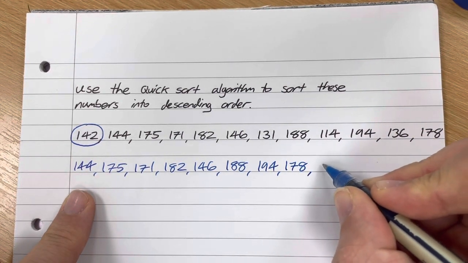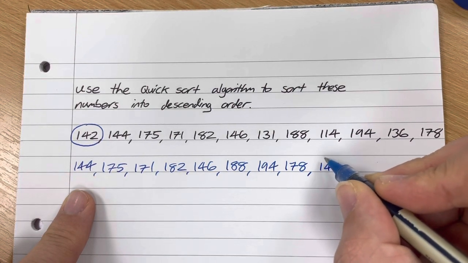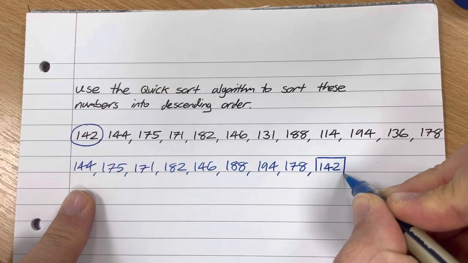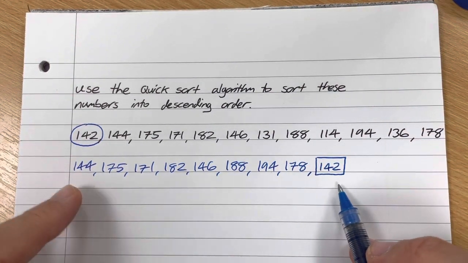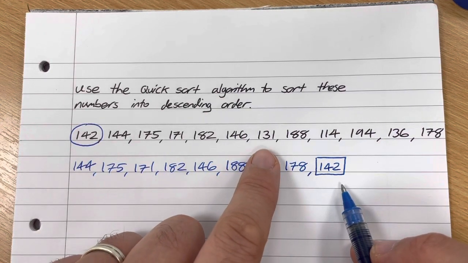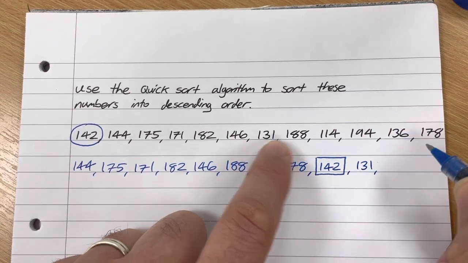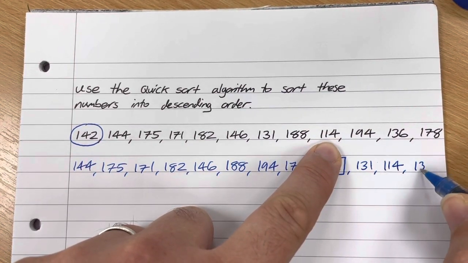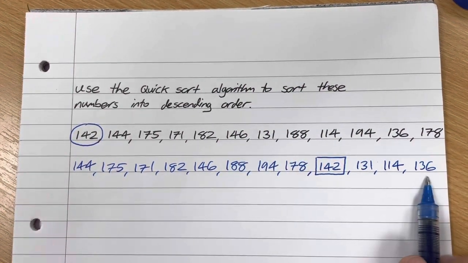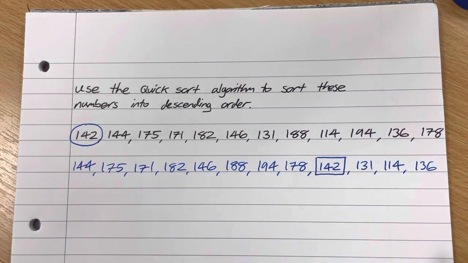Then in goes my pivot. Now I've got to box that one because that is in place. And then the other three numbers which I missed out will now appear on the right side of them. It's got 131, 114, and 136. Notice that those numbers appear in the same order that they appeared in the list. That's important as part of the algorithm.